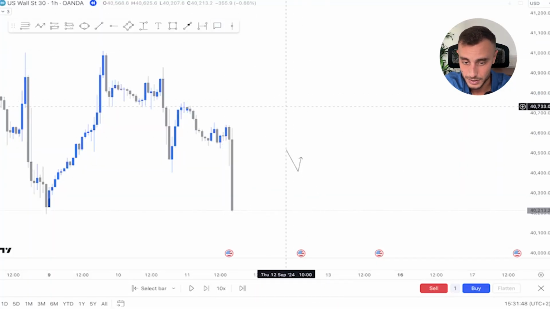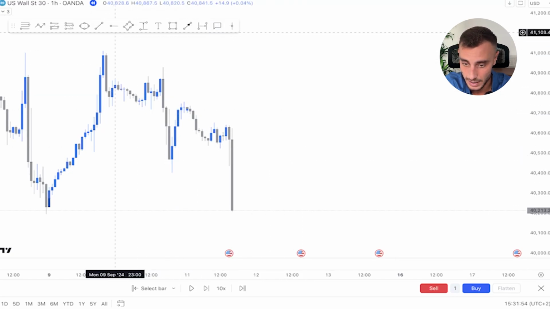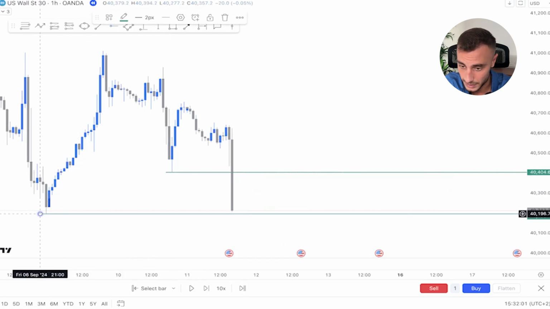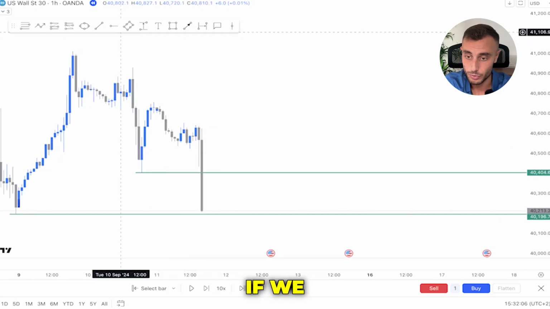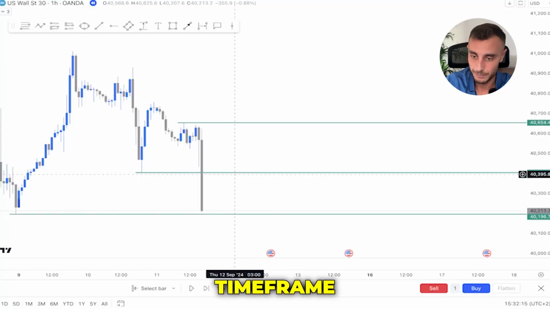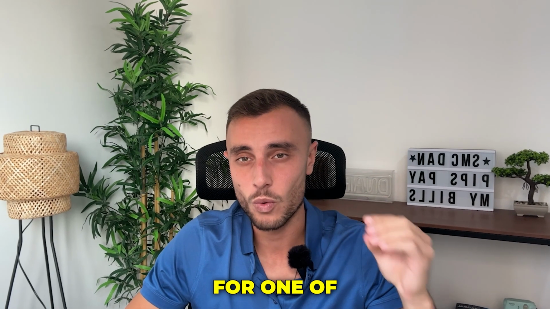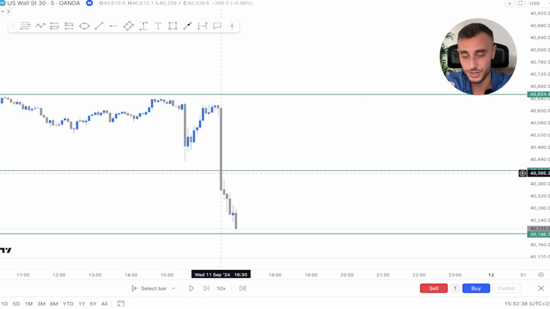And right here, we find ourselves on the hourly time frame. From the get-go, I saw that we had a very important liquidity level here and another one right here. These 2 lows are very good liquidity levels. And then of course, if we were to pick a high as well, I would pick this one here. After we mark our liquidity levels, we then go on the 5-minute time frame. On the 5-minute, we need to wait for one of the liquidity levels to be taken out. We can see that this one right here was taken out right when the New York Stock Exchange opened.